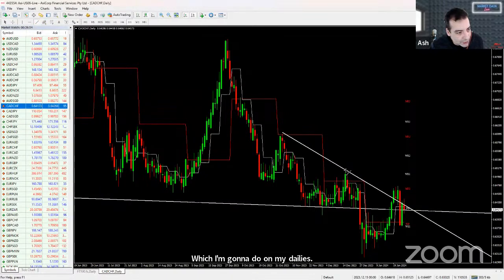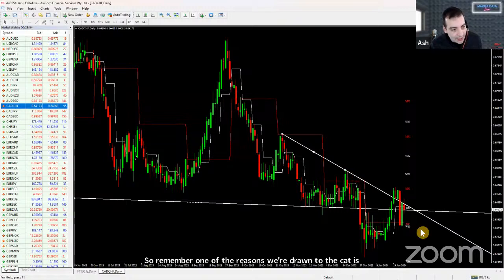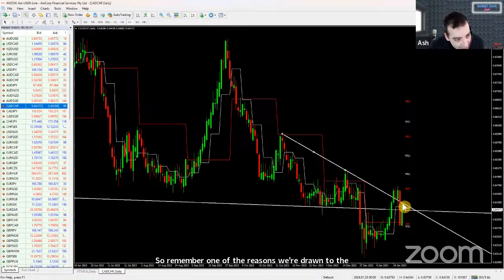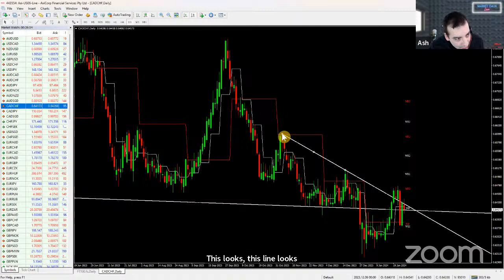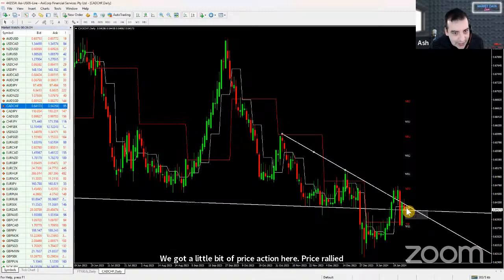So remember, one of the reasons we're drawn to the CAD is that COT data. Now look at that on the daily. This line looks correct. We've got a touch here, we've got a touch here, and a little bit of price action here. Price rallied to that point and rejected that point. Great, Madan, that's fantastic. So this suggests that this is the trend line.